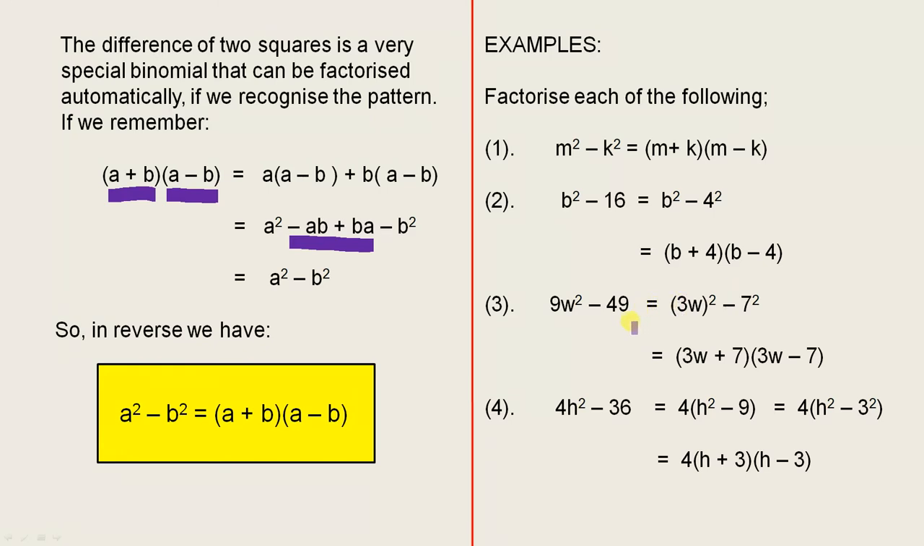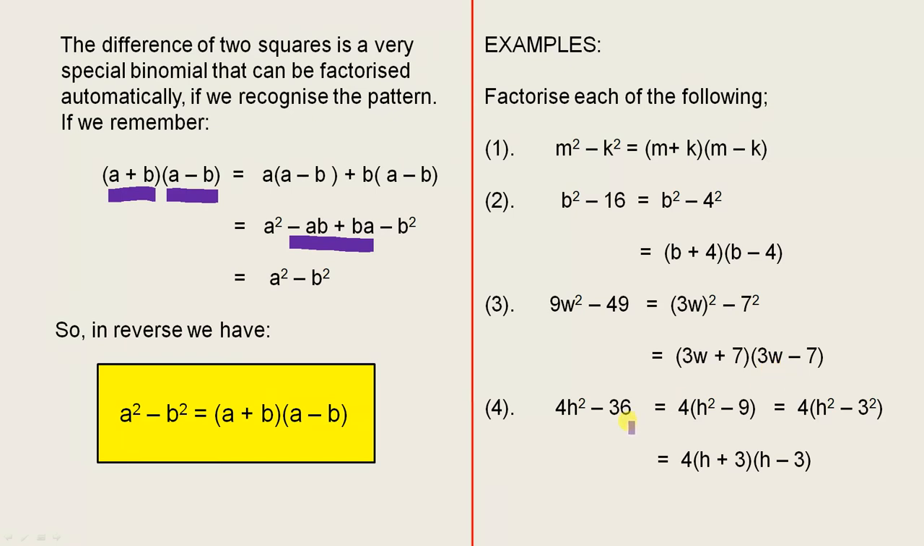The third one, 9w squared minus 49. Now how do we transform this into the difference of two squares? Well, 9w squared is (3w) all squared, so there's one term all squared. And 49 is 7 squared. So we have (3w) squared minus 7 squared, and there's the answer, because it's exactly the same format as this. No matter what the two terms are, it's the product of the sum and the difference of the two terms, and that's exactly what we've done there.